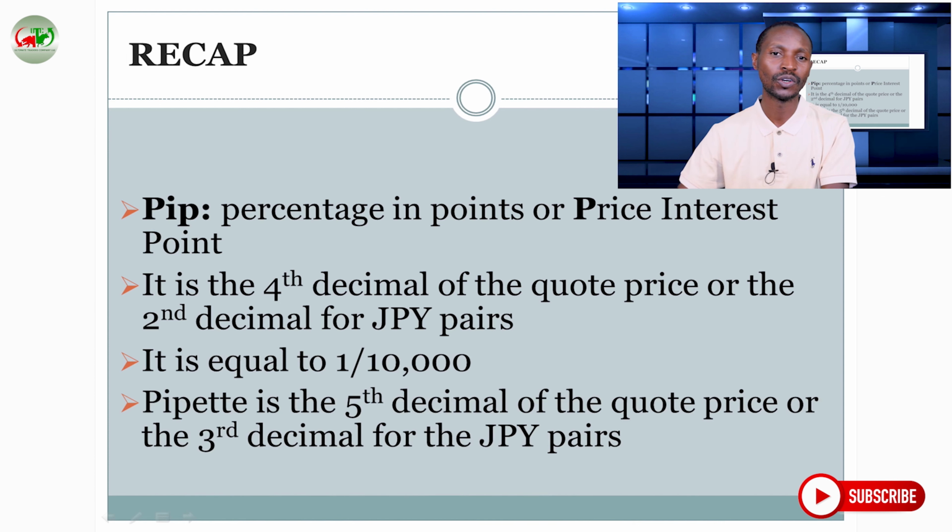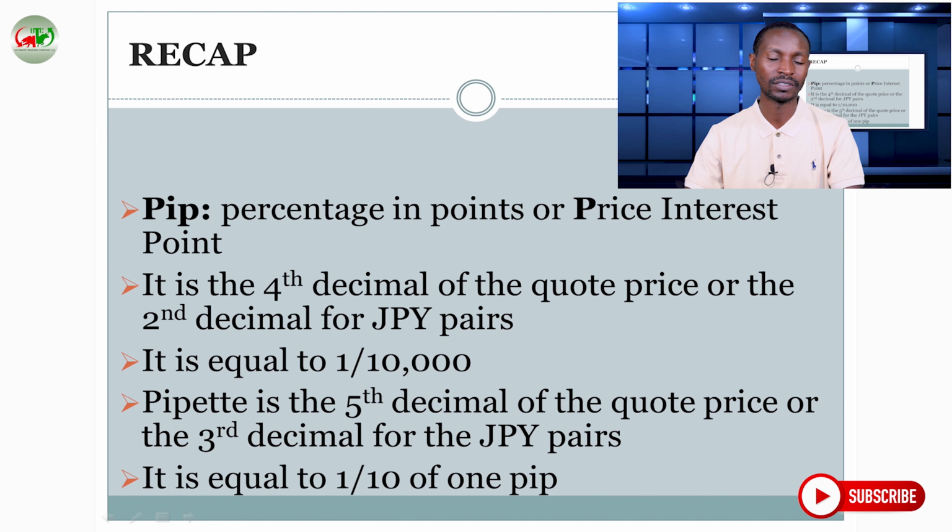We have seen that it is 1 of 10 of a pip, which is the fifth decimal of a price quote, and the third decimal of a price quote for the Japanese yen pairs, and it is equal to 1/10 of a pip. So this was important because these small changes in the price quote, which we call PIP, are what we will be using to calculate our profit and loss in Forex trading. I hope you were able to recap what we have learned.